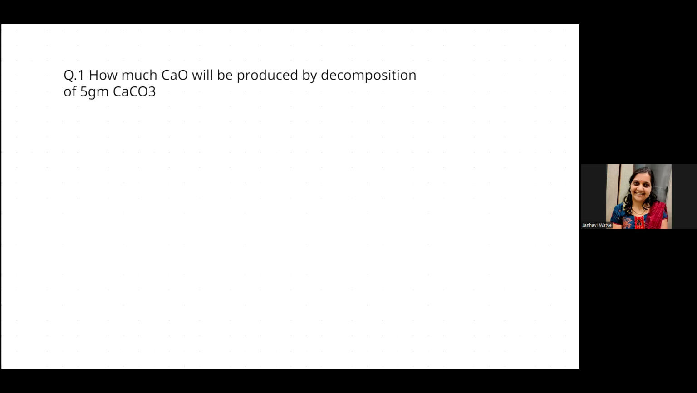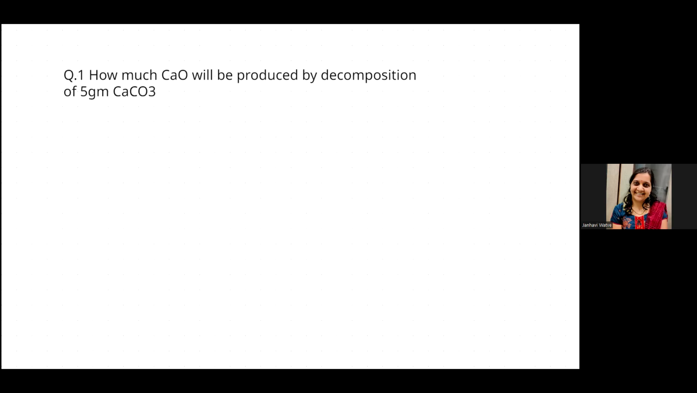Hello students, today we are going to discuss some more numericals from chapter 2 of 11th chemistry. So the first question is, how much calcium oxide, that is CaO, will be produced by decomposition of 5 gram of calcium carbonate, that is CaCO3. Now, only this much information is given to us.